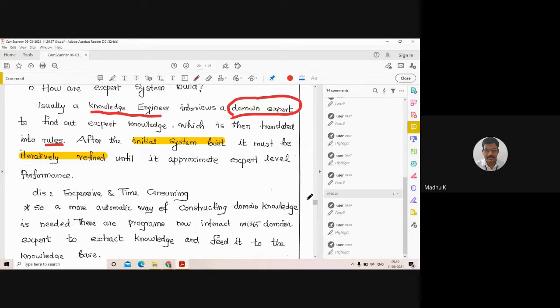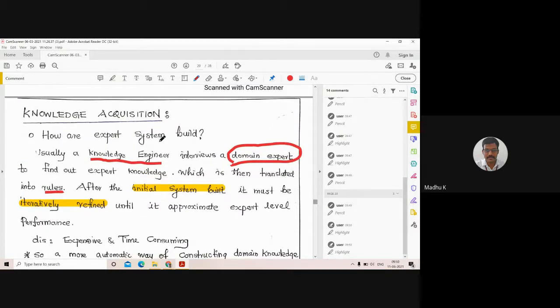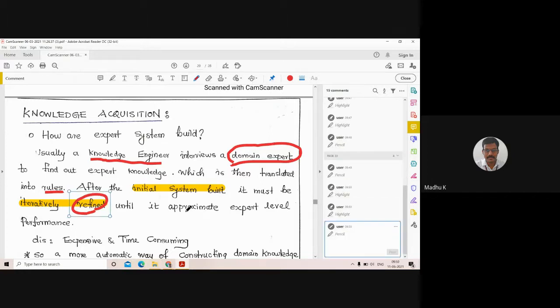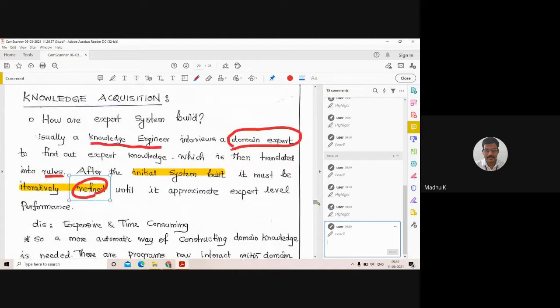So this is one approach. How can an expert system be built? Usually, a knowledge engineer interviews a domain expert to find out the expert knowledge, which is then translated into rules. After the initial system is built, it must be iteratively refined until it reaches approximate expert level performance. So this is the approach we need to create an expert system.